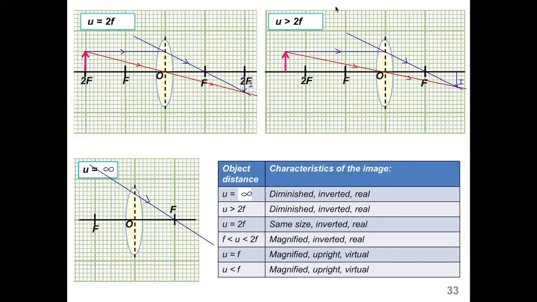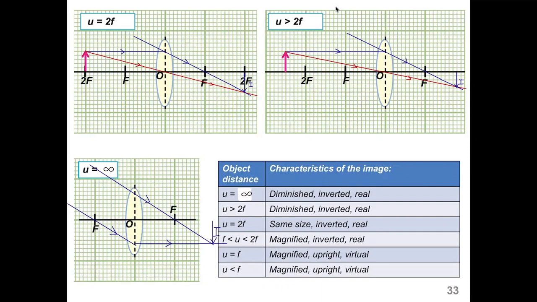We will be using the third rule, then refracted along the principal axis. So you will get the intersection of the two lines somewhere around here. This is the position of the image. That is how you draw the ray diagrams for a convex lens.